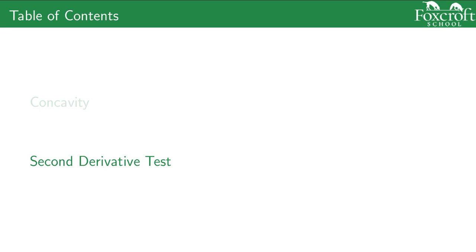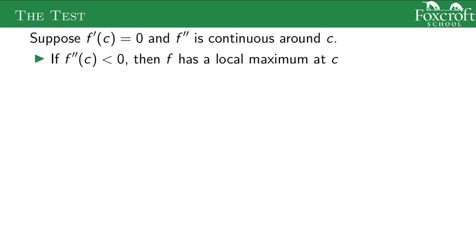All right, so now that we know what the second derivative is and how it changes our graph, it's talking about the curvature, the concavity of our function. We're going to look at the second derivative test. So the test says this: suppose our derivative equals 0, so that means it's a critical point, and the second derivative is continuous. So basically you can take the derivative and it exists.